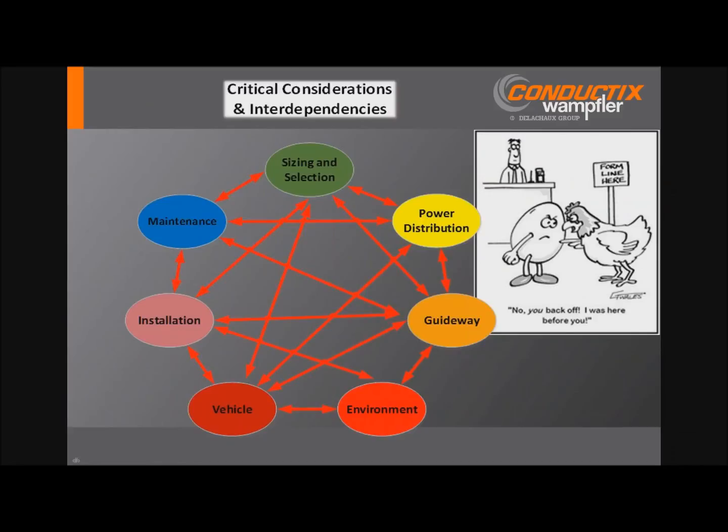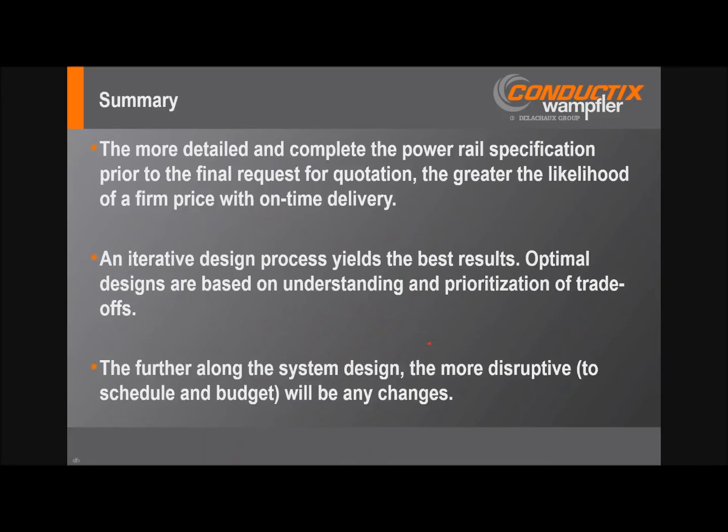As I mentioned, power rail design really is an iterative approach, requiring identification, understanding, and evaluation of several trade-offs. It's not really so critical where you start, the chicken or the egg, but that you consider all necessary aspects of the monorail system when designing the power rail system. So in summary, these are my five key points. One, the more detailed and complete the power rail specification prior to the final request for quotation, the greater the likelihood of a firm price with on-time delivery.